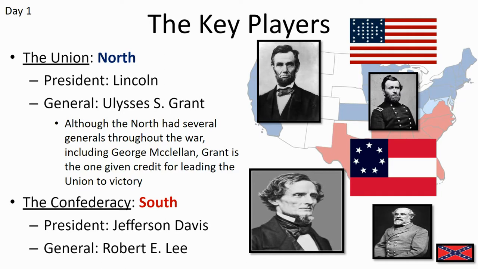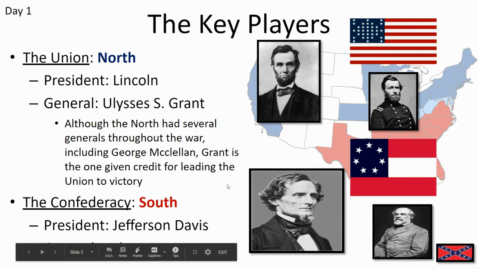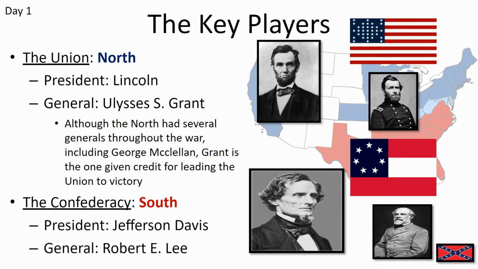But there are several, including a guy named George McClellan. If you do any research on the Civil War, you will definitely see a lot about George McClellan. But Grant is given the credit for winning the war. Now, the Confederacy, the leaders in the Confederacy, the Southerners, we have Jefferson Davis as their president. He is their newly elected president. And their general throughout the war is Robert E. Lee. Now, many of you may have heard of Robert E. Lee. He is pretty well known.